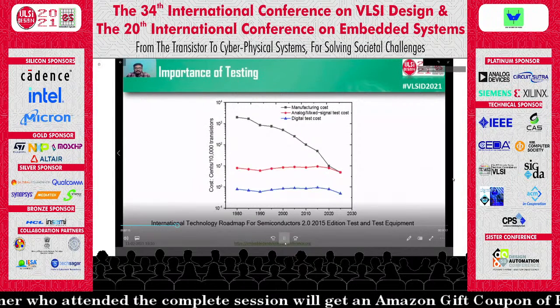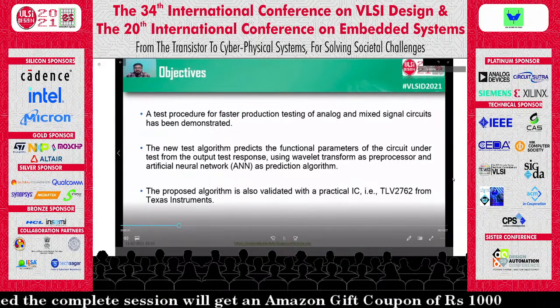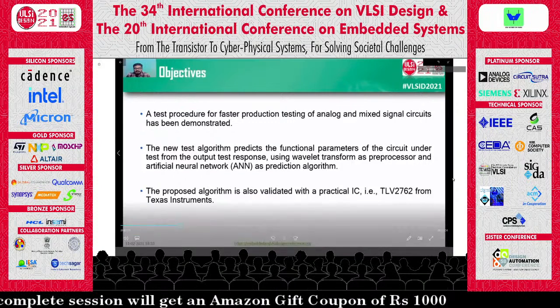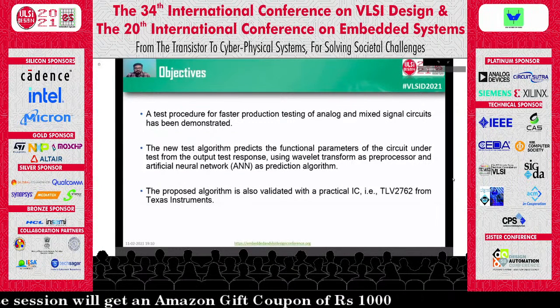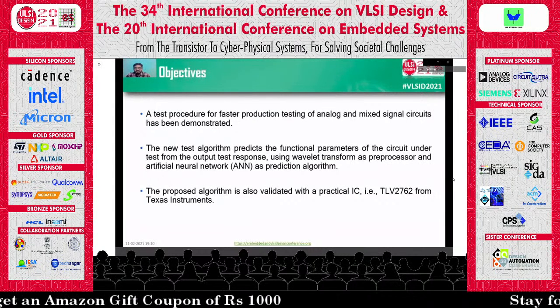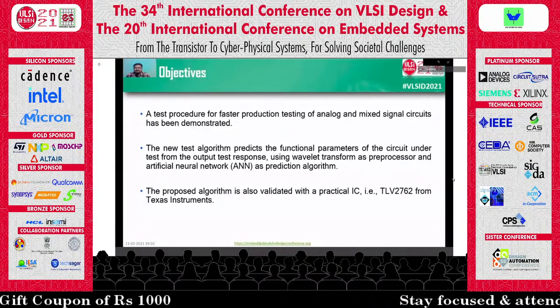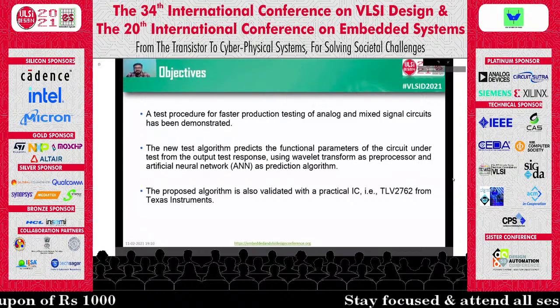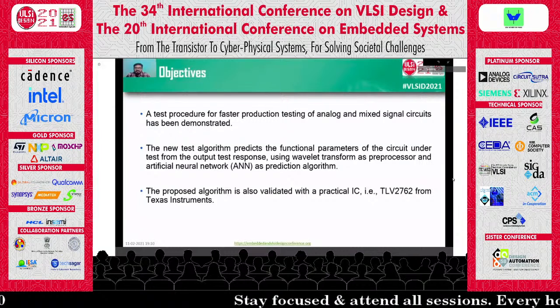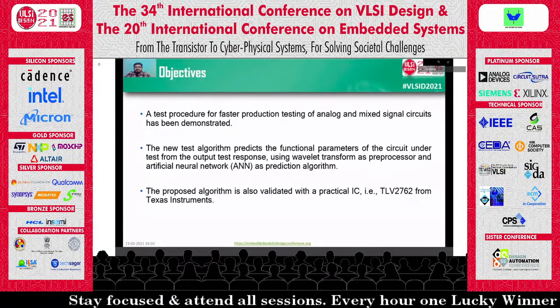The main objective of this work is to develop a test procedure for faster production techniques of analog and mixed signal circuits. This will lead to a reduction of the hardware test cost and testing time compared to conventional performance measurement techniques. The new test algorithm predicts the functional parameters of the circuit under test from the output test response using wavelet transform as a preprocessor and artificial neural network as a prediction algorithm. The proposed algorithm is also validated with a practical IC TLV2762CD from Texas Instruments.